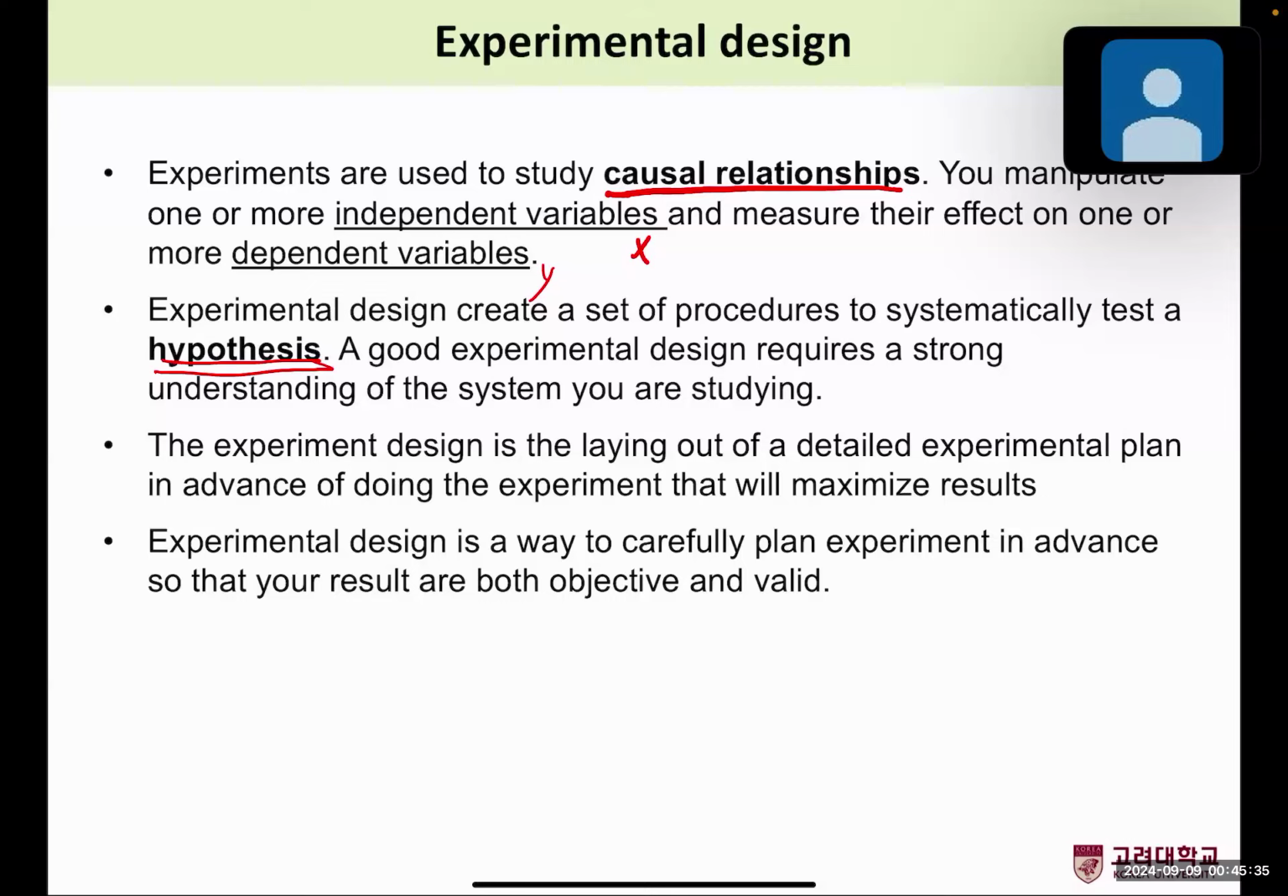So next, experiment design is the laying out of a detailed experimental plan in advance of doing the experiment that will maximize results, right? So you need to always think and design before you start doing experiments. Experimental design is a way to carefully plan an experiment in advance so that your results are both objective and valid.